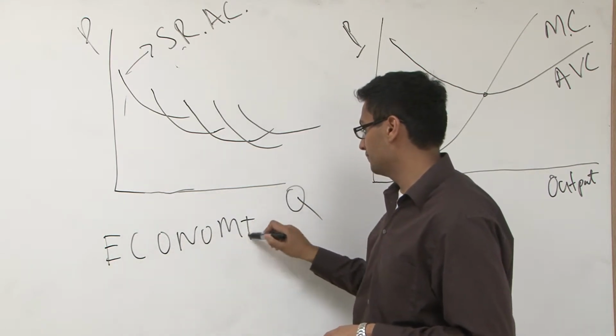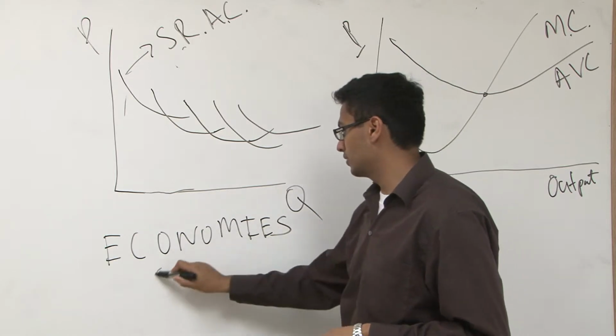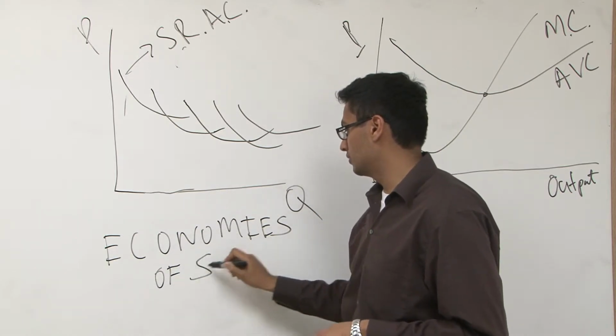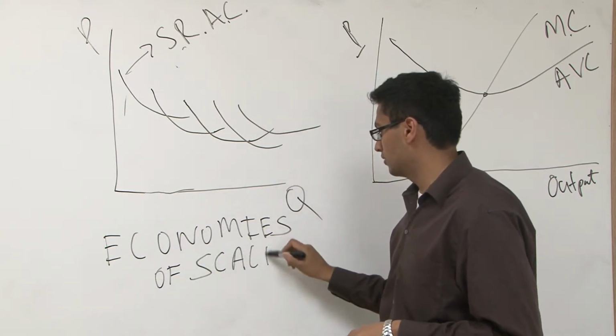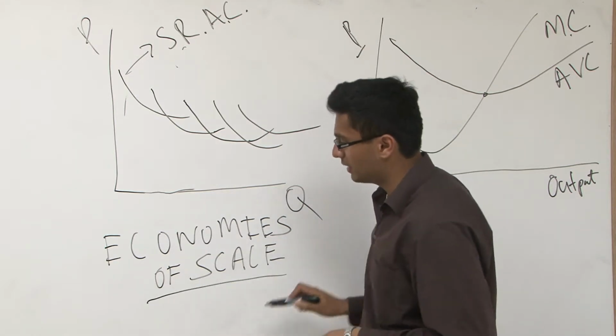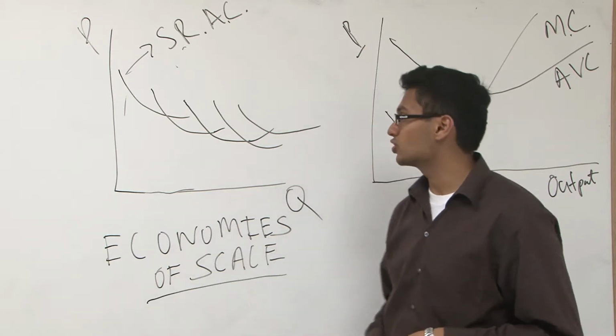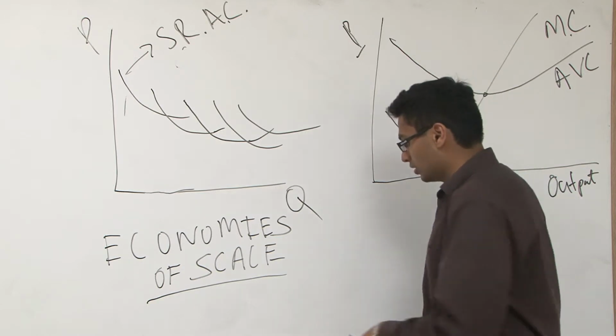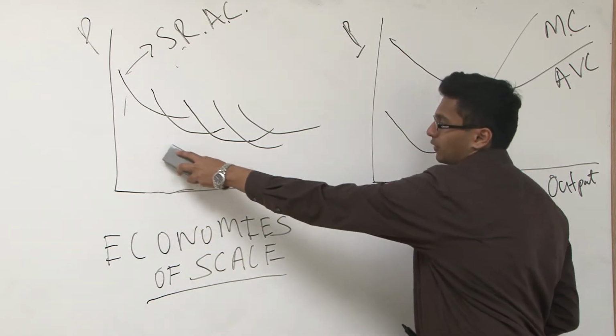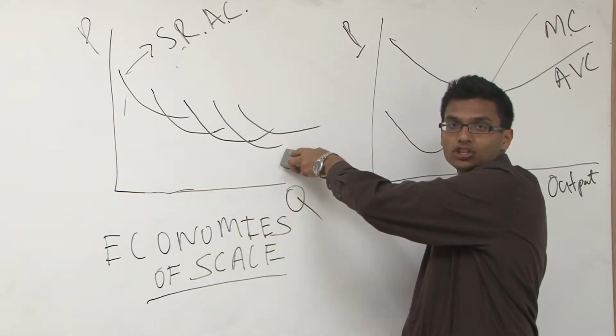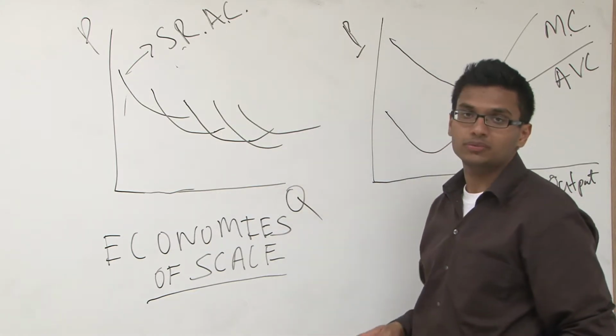Economies of scale. Okay? And we'll talk about economies of scale and we'll try to define it as such. But these put together form a long run average cost snapshot that we can look at from the past year.